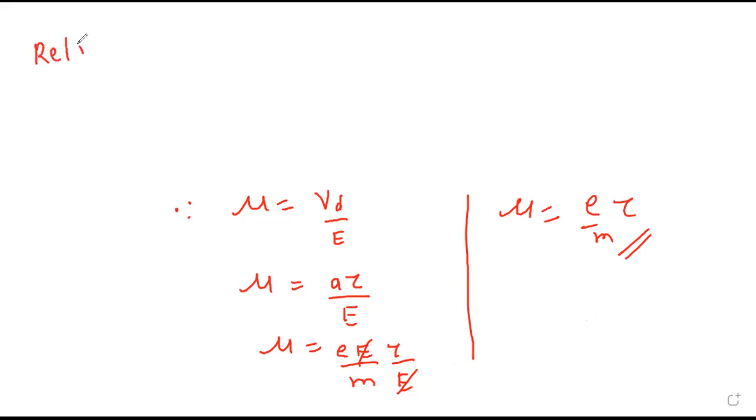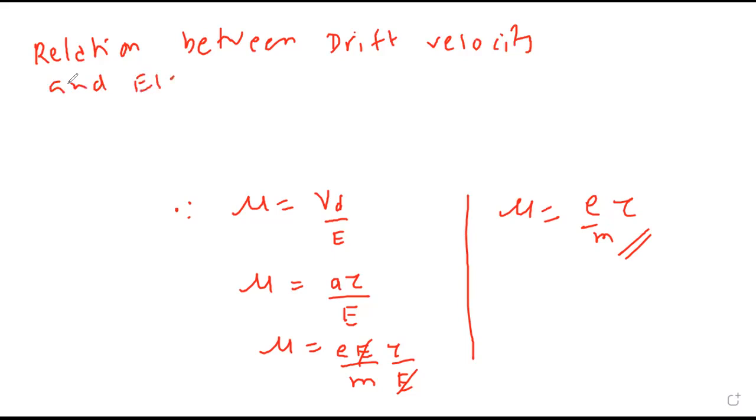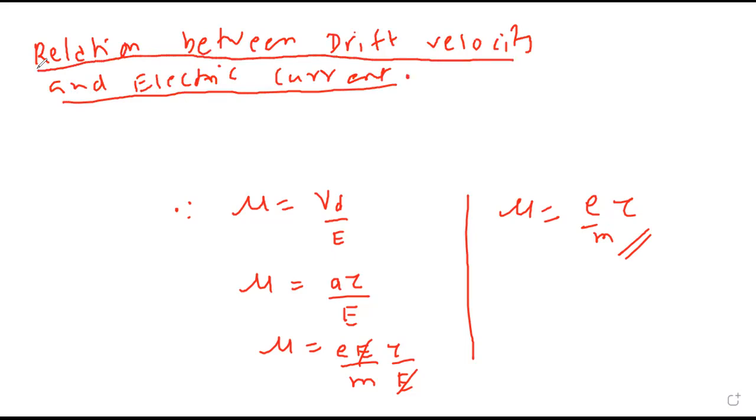Next heading: relation between drift velocity and electric current. Relation between drift velocity and electric current.